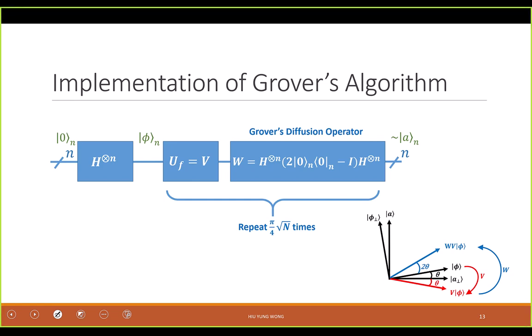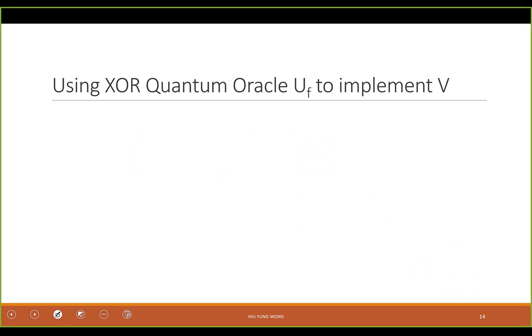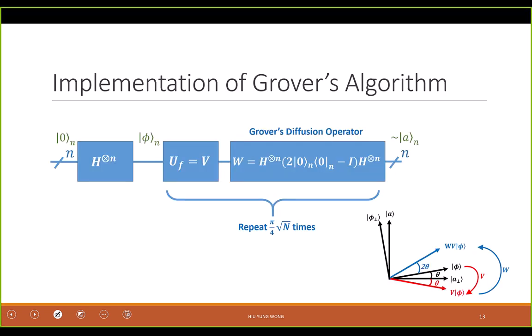Okay, so how do we implement the algorithm? First, I start with the zero state, and then I apply the tensor Hadamard gate. Then I get the equal superposition. You all know how to do this, and this is n qubits. Then we go into the quantum oracle, which is just V. Remember what it is? Maybe I have another slide to talk about this. I will implement it later.